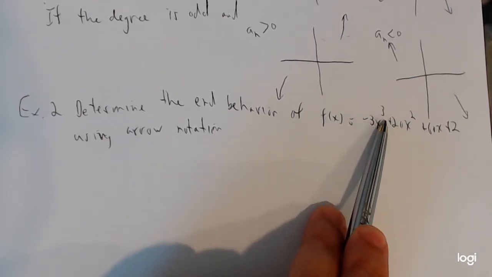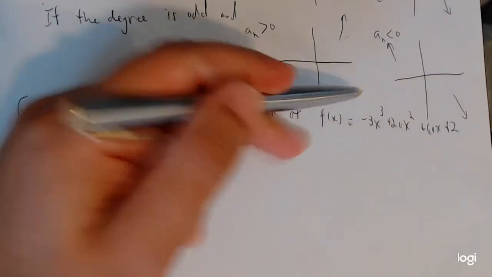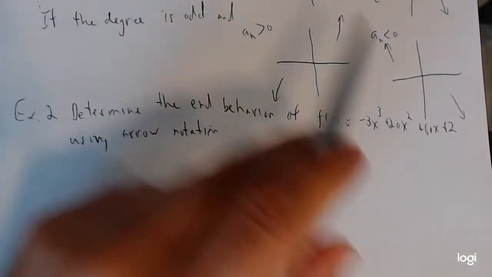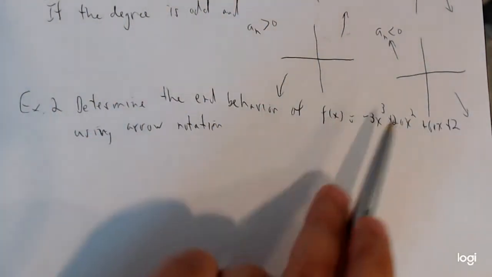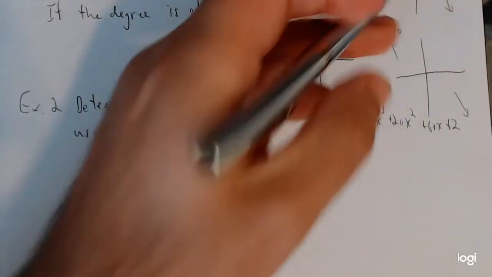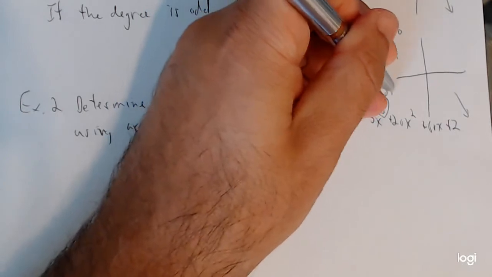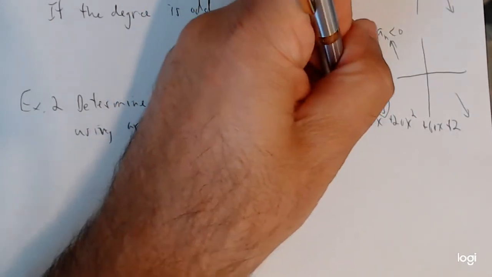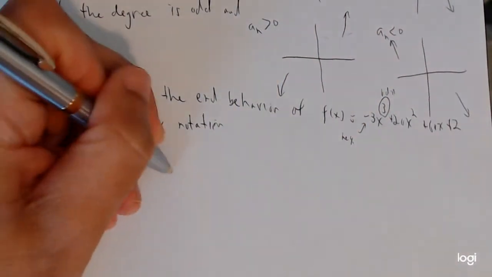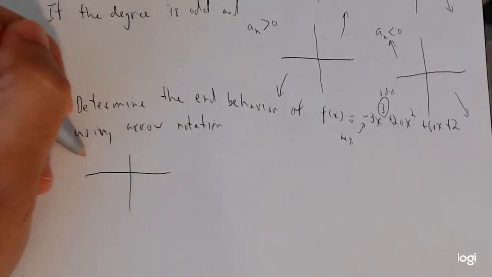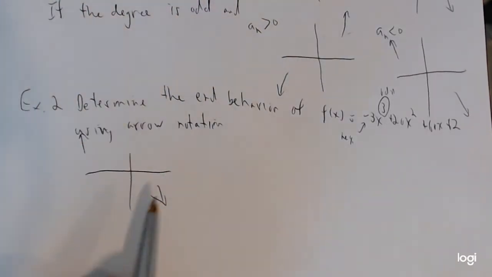And so we know it either goes up on one side and down on the other, or vice versa, down then up. So what tells me which one this is? If I look at the coefficient, it's negative. So since the degree is odd and the leading coefficient is negative, we know the end behavior is going to look like that. So let's use arrow notation.